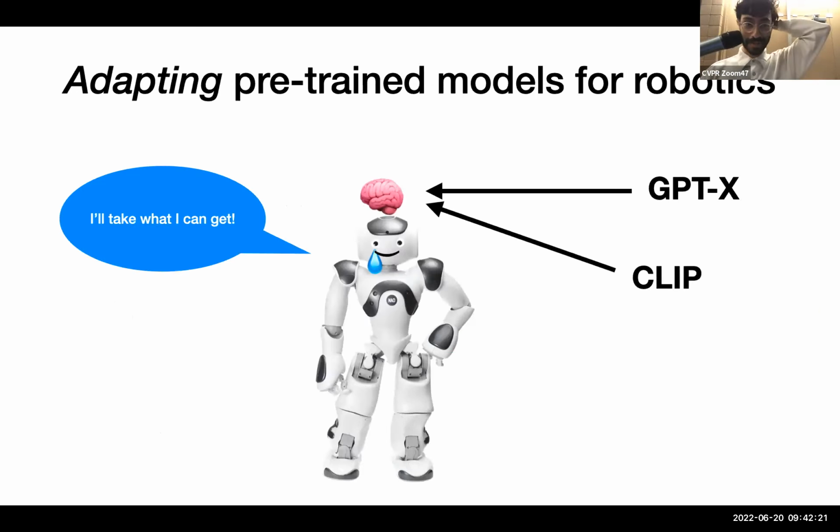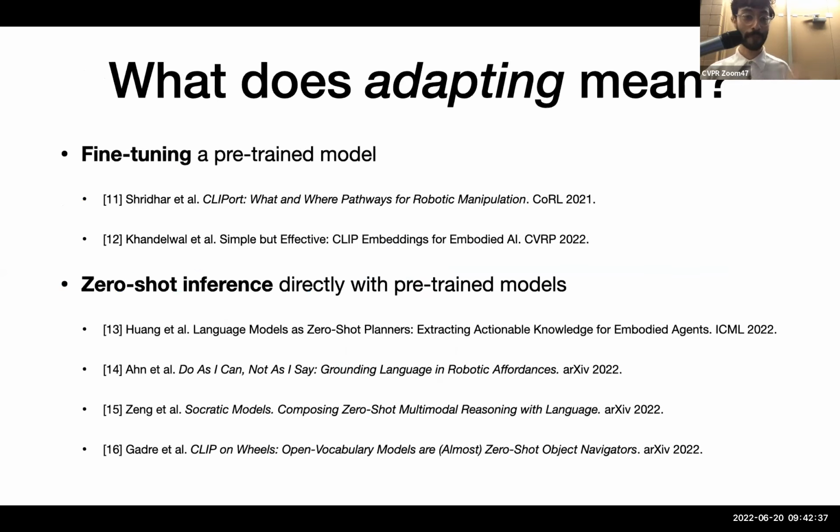So here's the working idea now: the robot is going to take what it's going to get, and how are we going to adapt GPT and CLIP in order to do robotics and models of the future, presumably? So what do I mean by adapting? I could mean a couple of different things. One thing is fine tuning on top of these representations. Another could be zero shot inference, so directly using their zero shot capabilities for robotics.